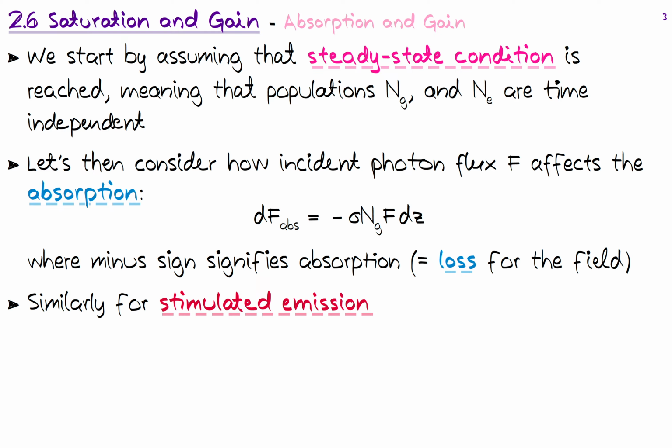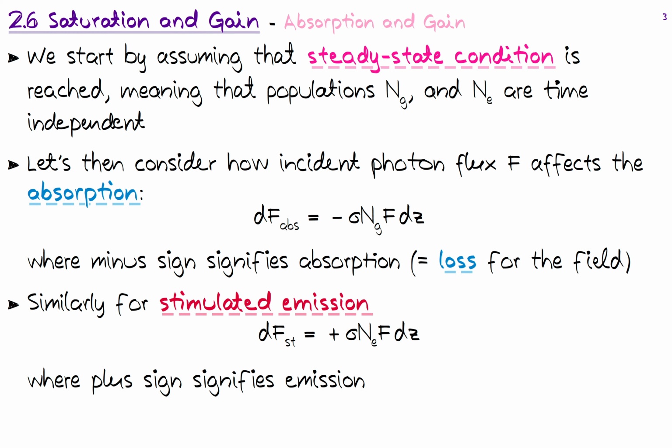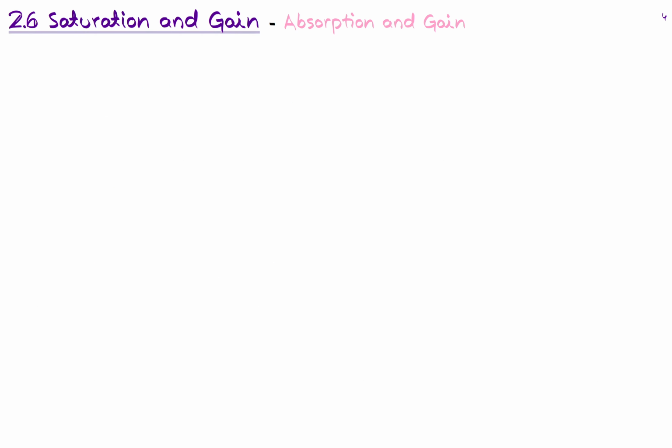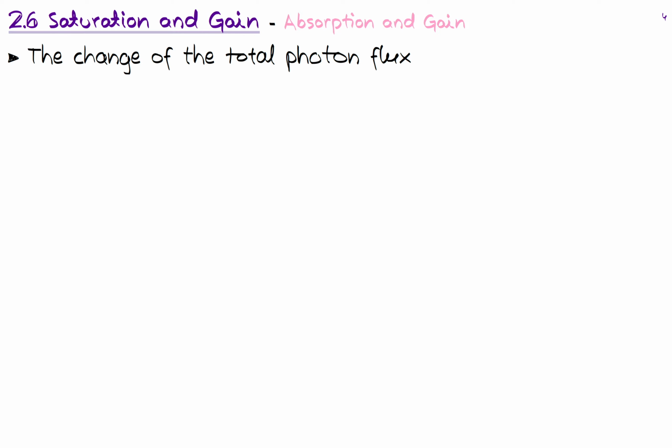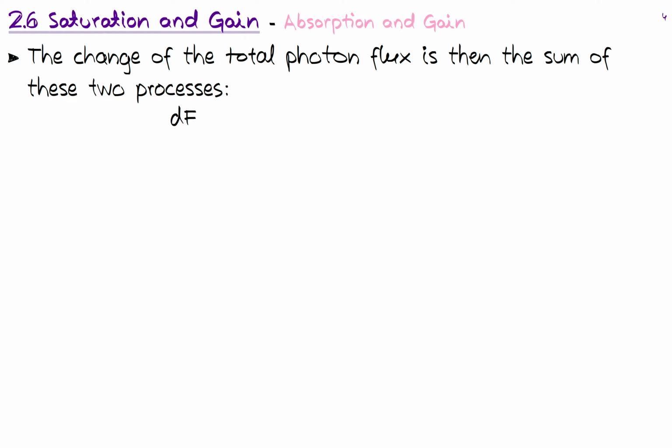Similarly, we can write the same kind of term corresponding to the stimulated emission process. So now we have a change in the photon flux due to stimulated emission, with the subindex ST, stimulated emission, there. This is a similar looking term, but now we have a plus sign and the population of the excited state, but otherwise it looks exactly the same. Here, the plus sign signifies emission, so essentially gain for the field at this frequency. Okay. Now, the change of the total flux, of course, is the sum of these two processes. So the total change of photon flux, dF, can be written as the sum of these differential changes. So we can write everything together.